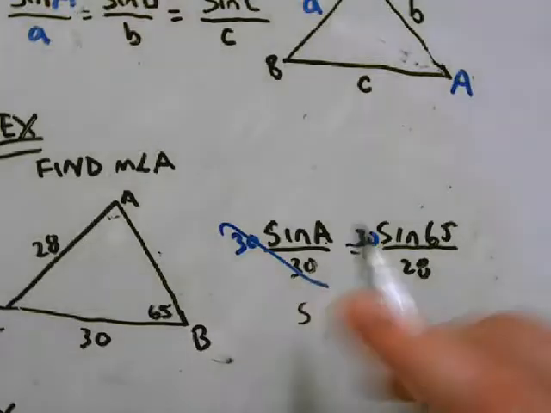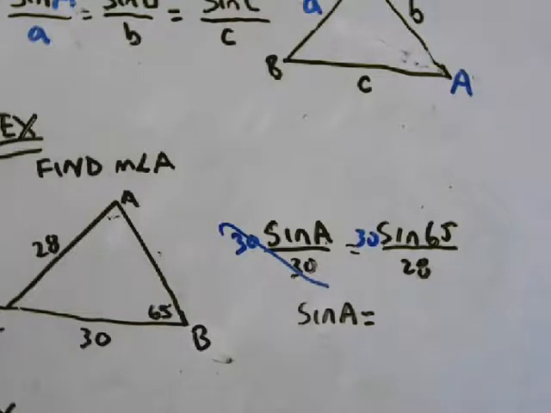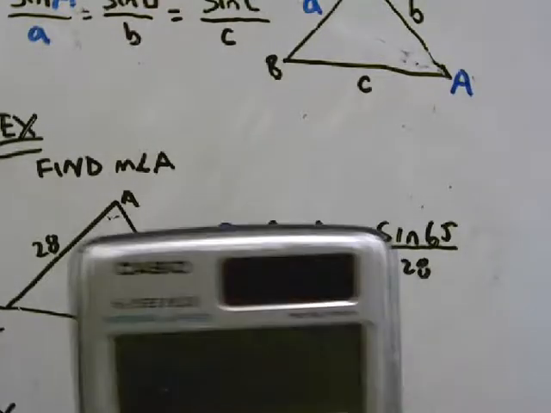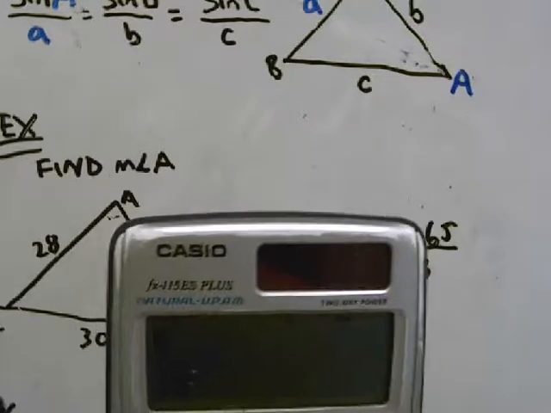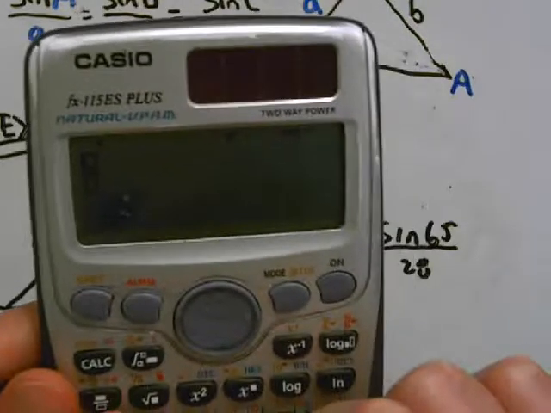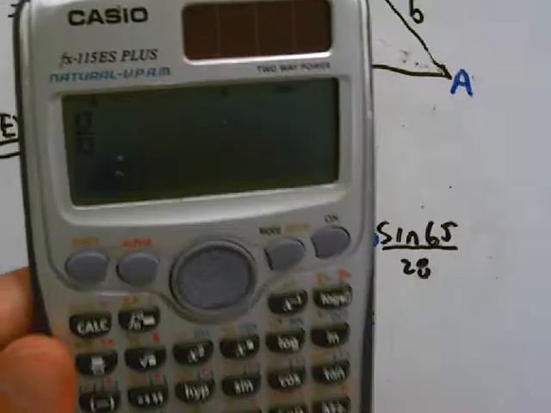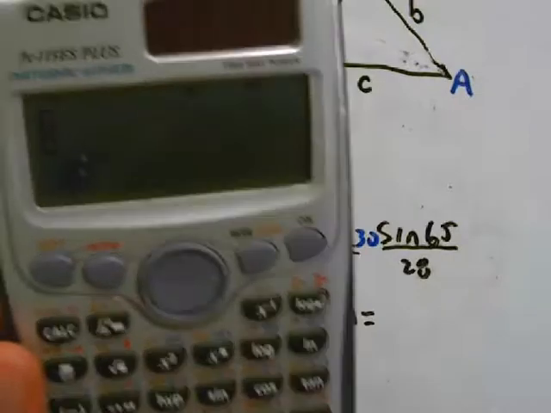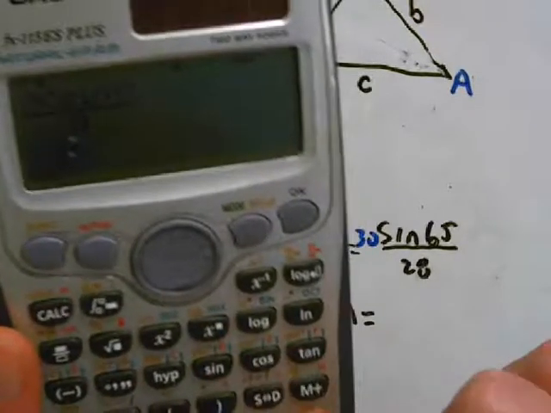and let me show you that in the calculator. If you have a calculator like mine, you need to be in degree mode. You make a fraction. I'm trying to show this to you so you can see it. I don't know if it's showing up or not. Yeah, make a fraction. And just say 30 sine 65 over 28.